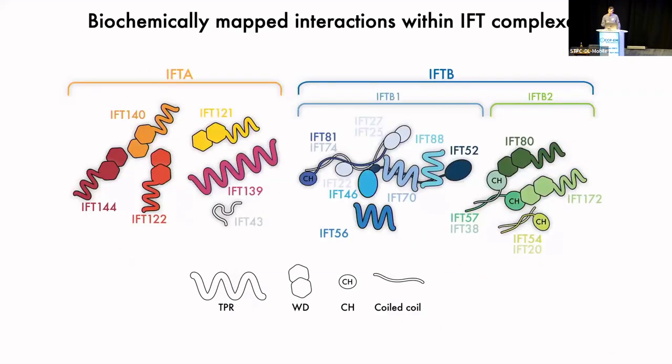So we know a reasonable amount about the IFT complexes in an isolated sense. Based on a couple of decades' worth of in vitro biochemical studies, pull-downs and so on, we have this nice network of interactions where we know exactly, or broadly speaking, which IFT proteins are interacting with the others. But from a structural perspective, there is only limited information, limited to some fragments of co-crystal structures and this sort of thing. So we don't fully understand how these complexes are formed.